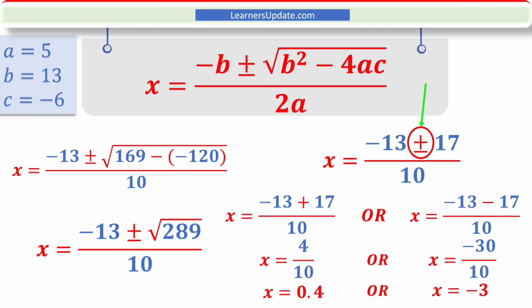Now, this is how to solve a quadratic equation using the general quadratic formula, and you can see how relatively simple the whole process is.